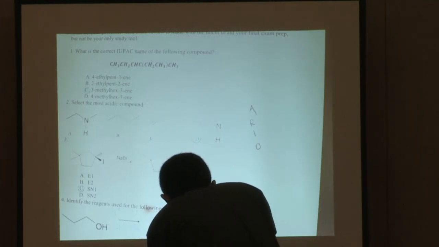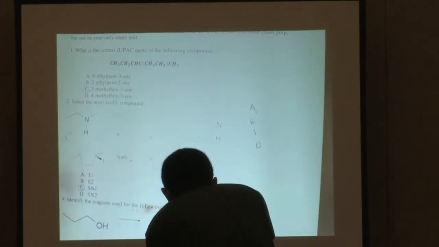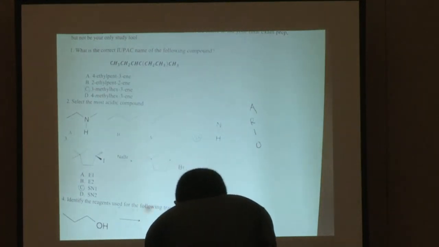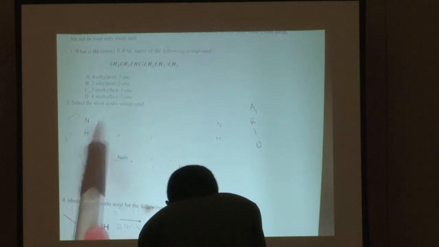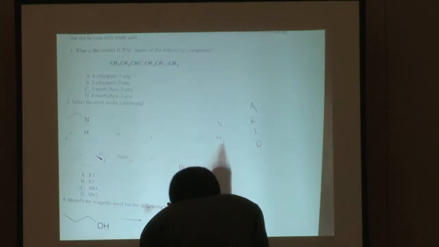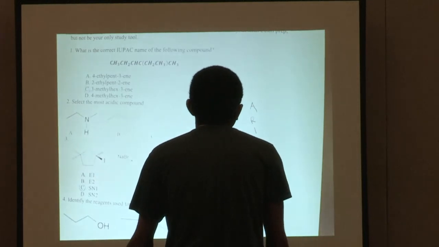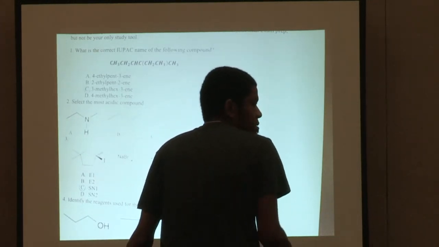So then you check for resonance between A and D. And when you see A and D, this pretty much narrows it down because there is no resonance structure in A, and there's a resonance structure in D, so it's more acidic. Sorry that the doc cam isn't showing it, but I hope you guys can see it.